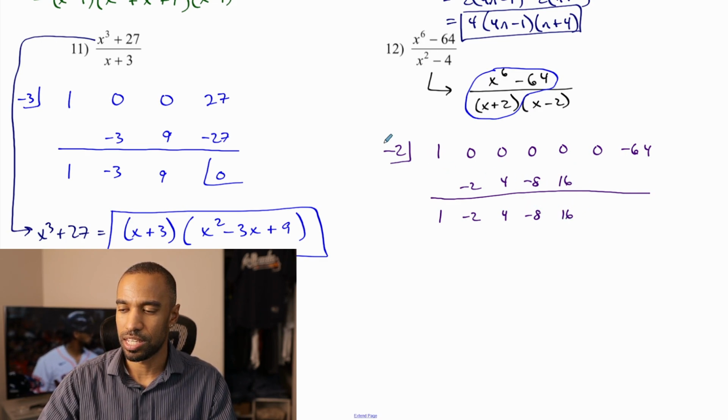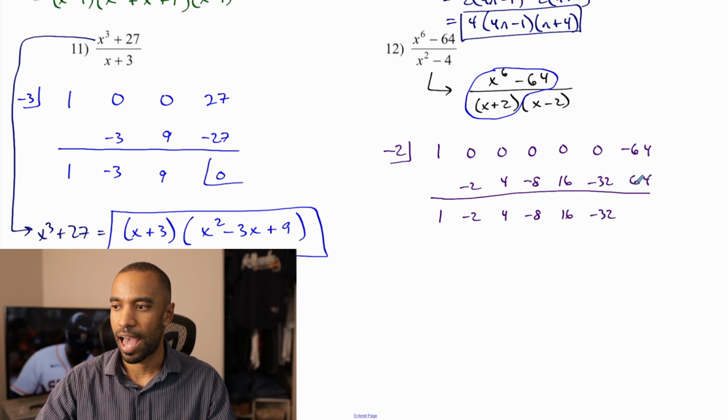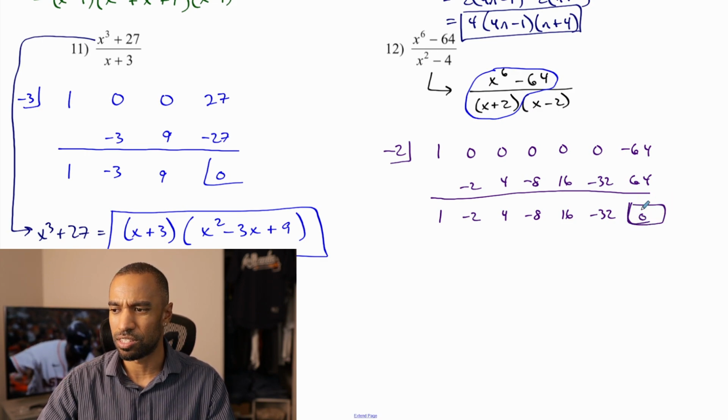Bring it down, it's 16. Times negative 2 is negative 32. Bring it down. Negative 32 times negative 2 is 64. Add those together, we get 0. 0 being the remainder. I forgot how they do this, if they box it or something.